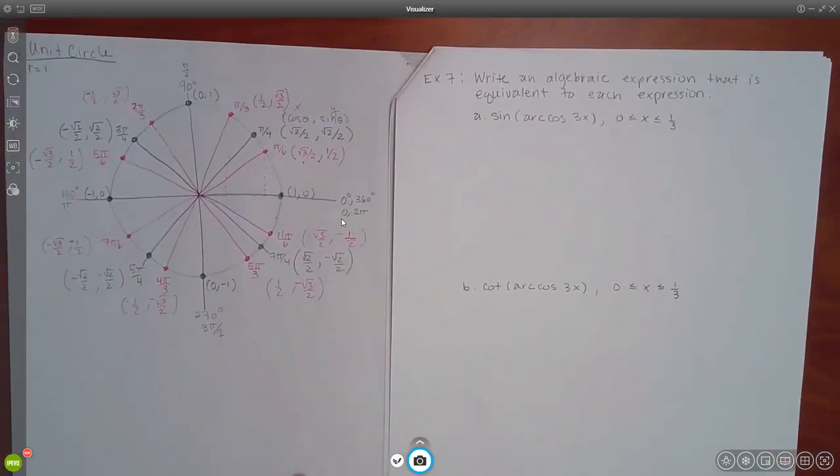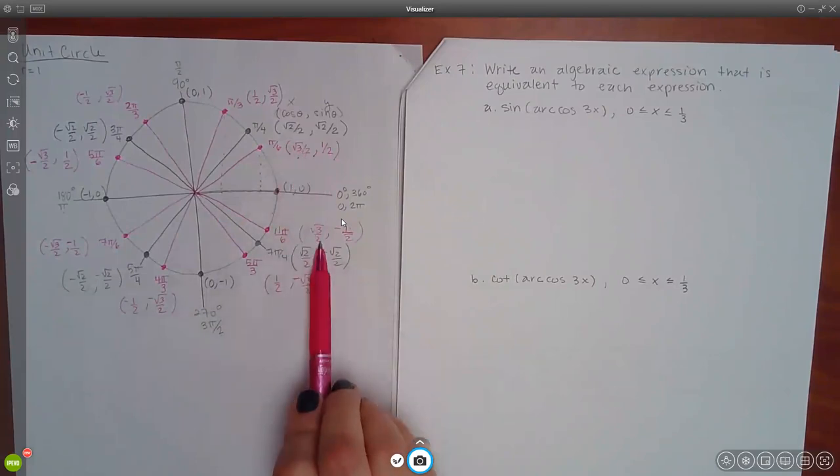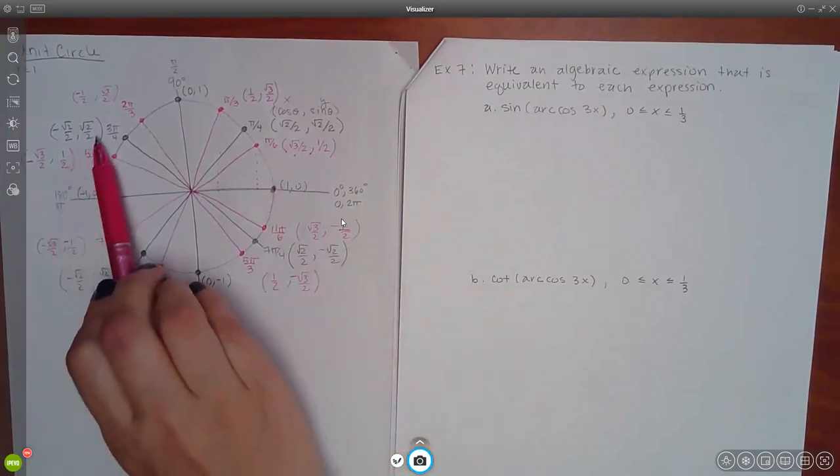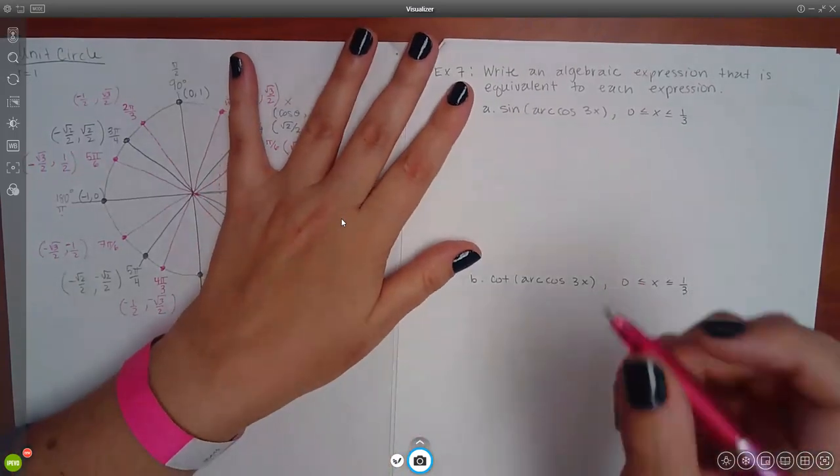Okay, so number 7 says write an algebraic expression that is equivalent to each expression. Oh, I know what they want. Can we use the unit circle? It has an x in it. Do you see x's on these cosines here? There's no x's there, right? We can't use the unit circle. I told you guys, if you can't use the unit circle, what do you do? Triangles, exactly. So we are going to have to build a triangle.